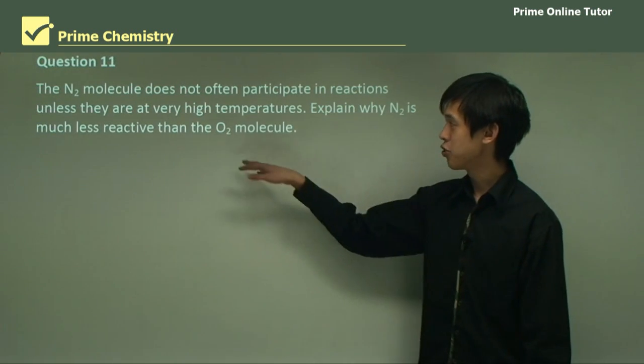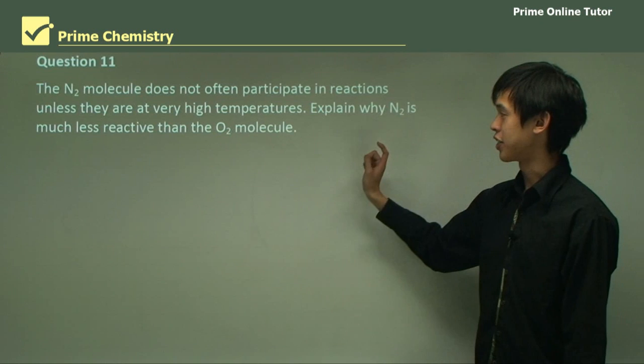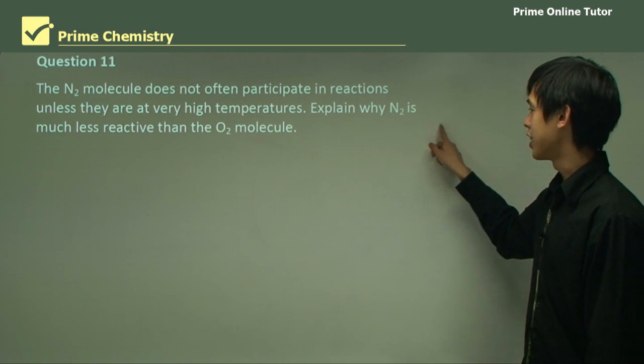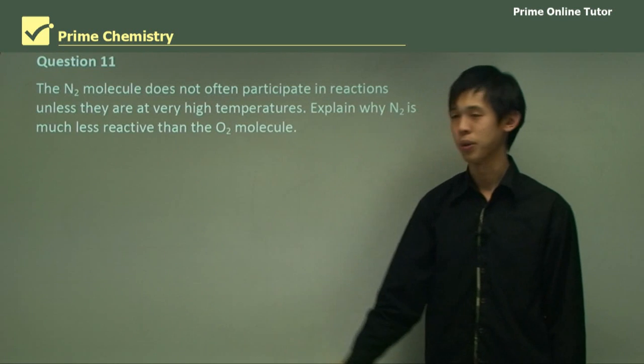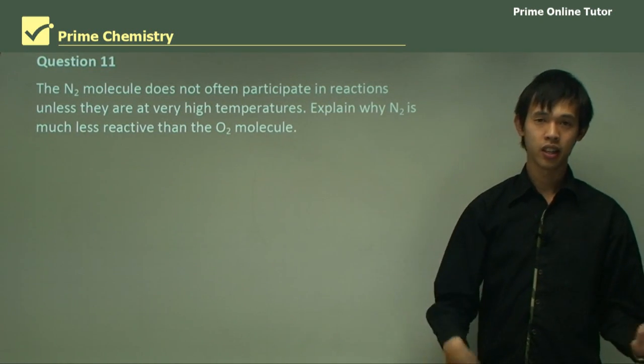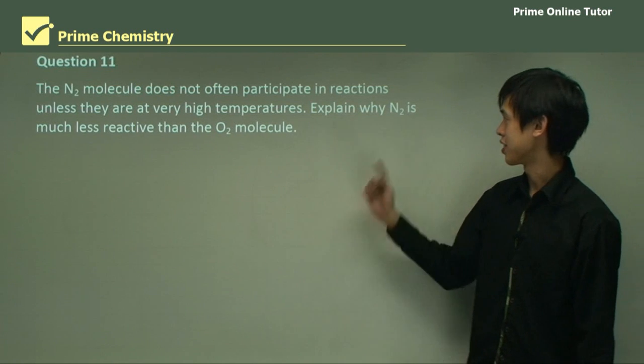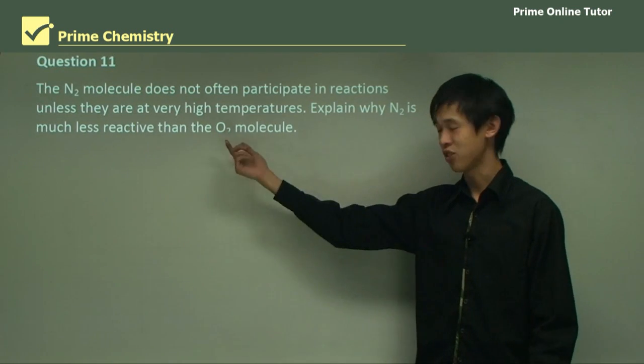The N2 molecule does not often participate in reactions unless they are at very, very high temperatures. Explain why N2 is much less reactive than the O2 molecule. So we have to think about why N2 is so much less reactive, even though it's N and 2 and oxygen is just O and 2?